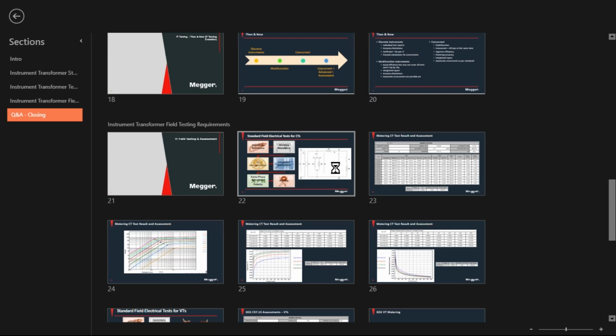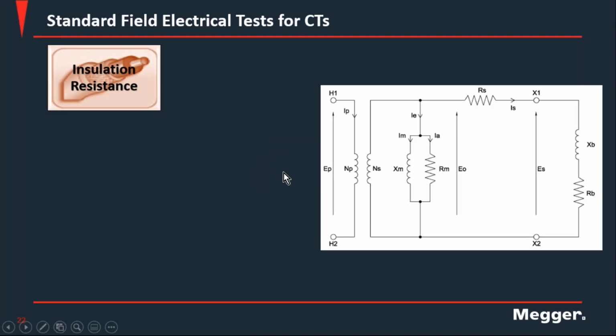So for the analysis, we use the exact same limits that we get from the standards. There is no change in terms of the accuracy if you use one method or the other. So again, you can use the same criteria to analyze the results, either by the primary current injection method or the voltage method for the ratio test.